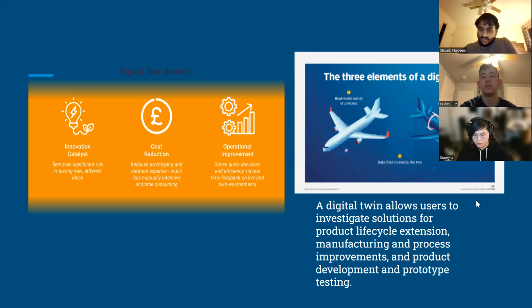And then here are some images which show what a digital twin is. It saves money, it brings operational improvements, and it's an innovation catalyst. Three elements of a digital twin are the real world entity or process, the data that connects the two, and the virtual representation. It allows the user to investigate solutions for product lifecycle extension, manufacturing and process improvements, product development, and prototype testing.